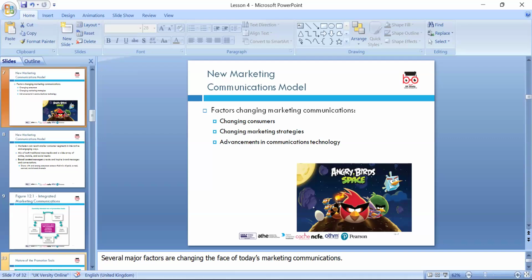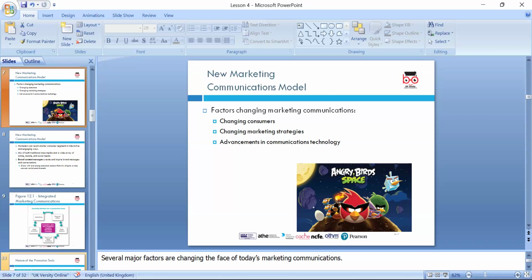Thanks, Keith. So we can look at the factors changing the marketing communication, changing the consumer, changing the marketing strategy. We discussed cost leadership, differentiation, and focus. We discussed the existing product in the existing market. Now we are looking at the strategies in terms of communication, how we pass the message.